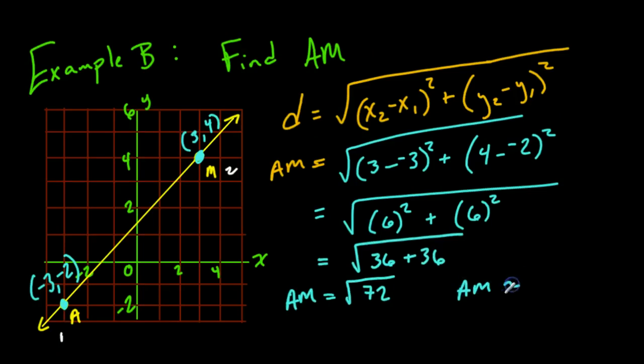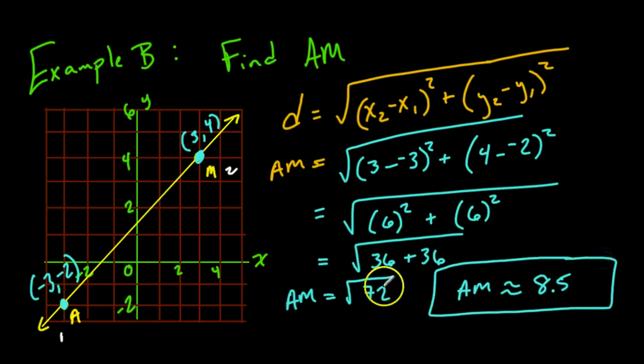It's going to give us another decimal, so we're going to say it's approximately 8.5. So AM is approximately 8.5 on this example.